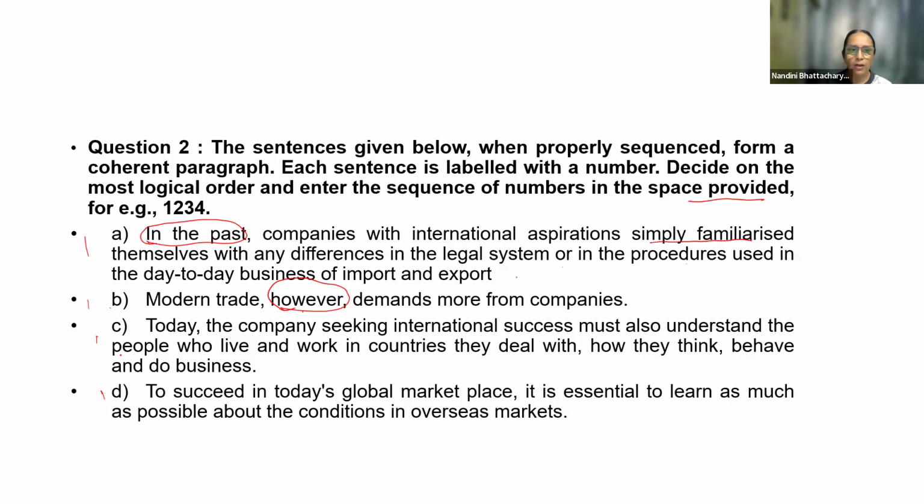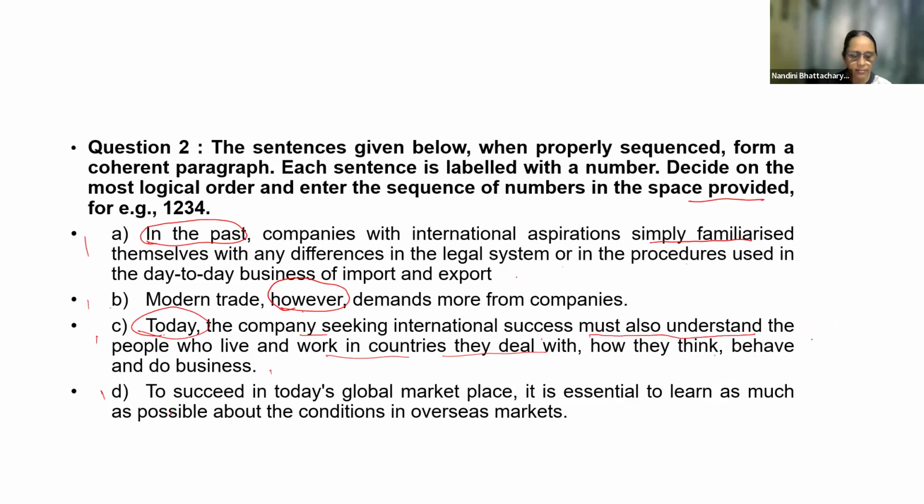Today, the company seeking international success must also understand the people who live and work in countries they deal with, how they think, behave, and do business. So this is talking about what the companies require today. So can you see a sort of logical order coming in?